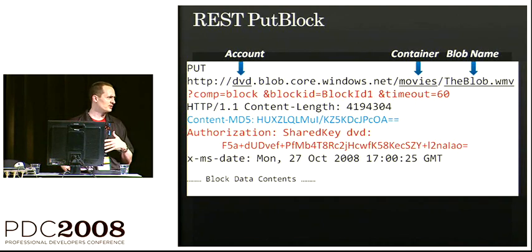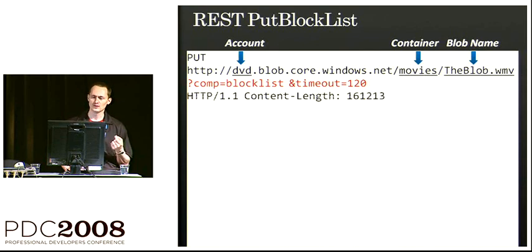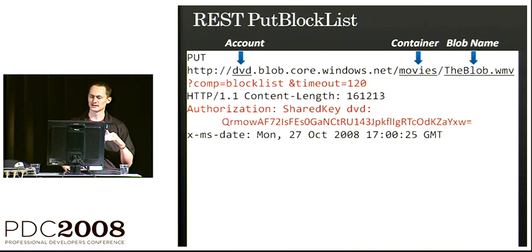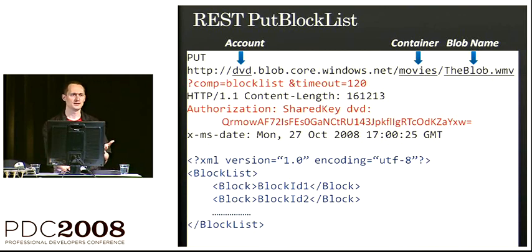Now, assume we've uploaded all the blocks, and the next thing we want to do is the put block list. So here's an example of that, where for our URI, we specify that we're doing a put block list with a timeout of 120 seconds. We specify the content length of the block list, the signature for the secure authentication, the time, and then the block list.